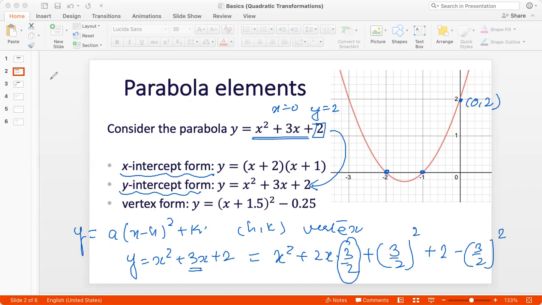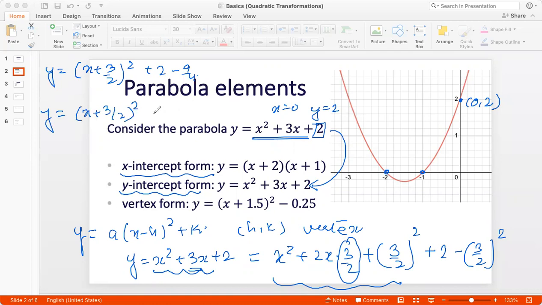Why do you do this? You do this because (a plus b) whole squared is a squared plus 2ab plus b squared. So you're trying to convert these first two terms into this kind of an expression. You can see x squared plus 2 into x into 3 by 2 plus (3 by 2) whole squared. So this would in turn give me y is equal to (x plus 3 by 2) whole squared plus 2 minus 9 by 4, which is y is (x plus 3 by 2) whole squared minus 1 by 4, right?